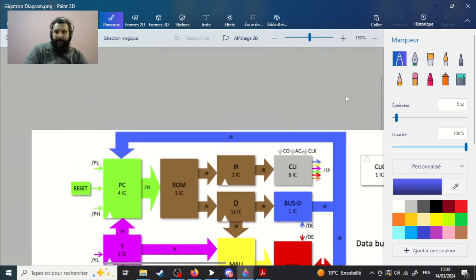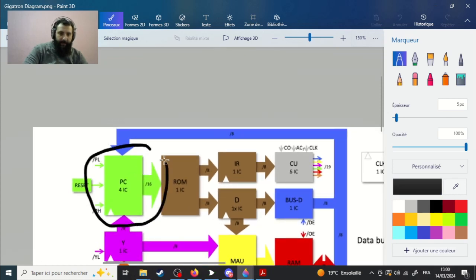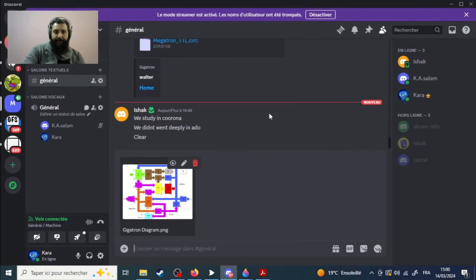First, we will start from here. This is what we call PC. Now, PC is a well-known word in the vocabulary of computer architecture. Normally, you know what a PC is. I have a question for you: what is a PC? What is the definition of PC in computer architecture?